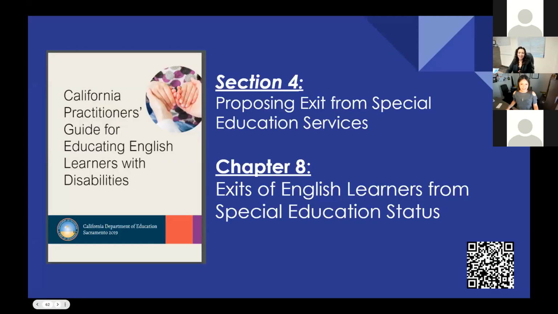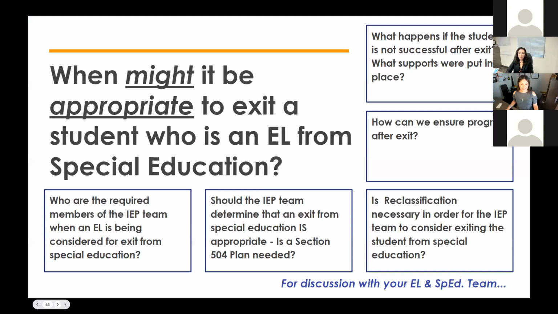Thank you, Vanessa. So as we lead into section 4, proposing exit for special education services. In this particular section, we proceed with caution, if you will, as all students with disabilities are individuals, as English learners are individuals, as English learners with disabilities being dually identified, wanting to take into consideration their specific needs. And as such, should the IEP team determine that the English learner was potentially inappropriately identified as a child with a disability, that IEP team may consider an exit of the English learner from special education status. Doing so would involve much consideration, review of supports and services received.